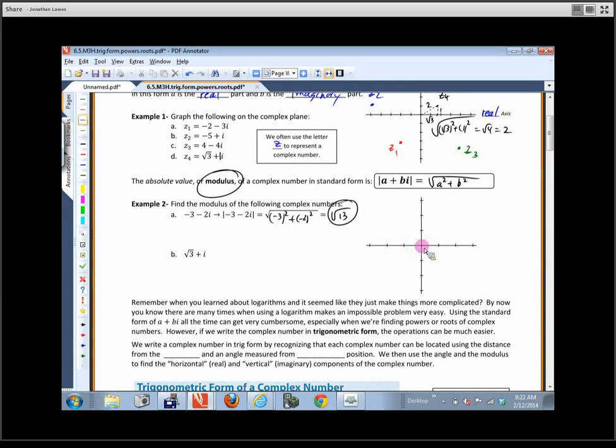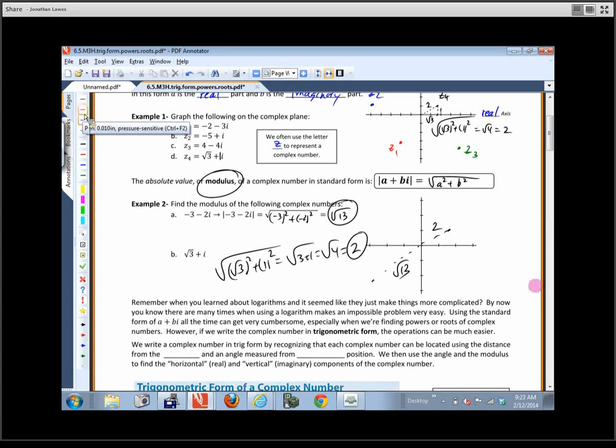So if I'm at negative 3, negative 2, so I'm at this one right here, that distance right there is radical 13. Same thing on this one. Radical 3 over here, up 1 here. That distance right there, we just found it up there, would be 2, because we take the square root of radical 3 squared plus 1 squared. That's 3 plus 1, the square root of 4, so that's 2. Any questions? See some similarities when we're working with vectors in component form?